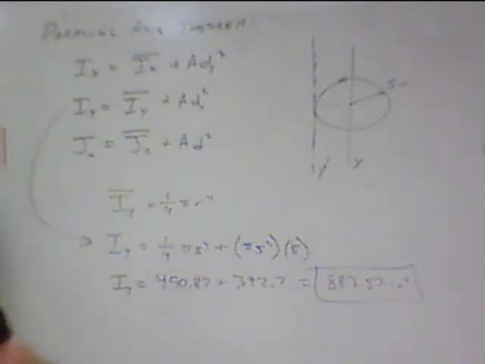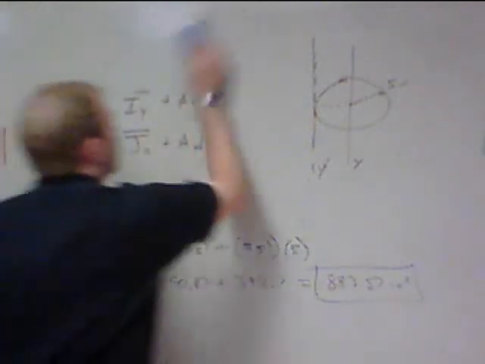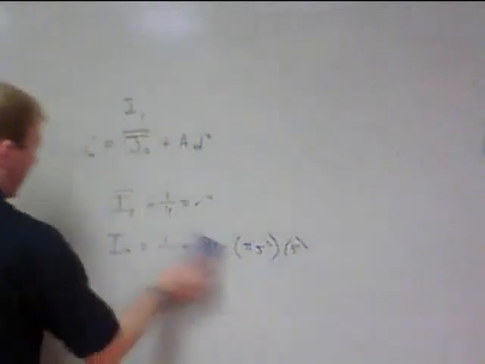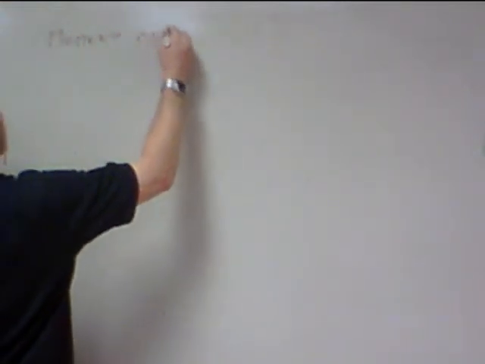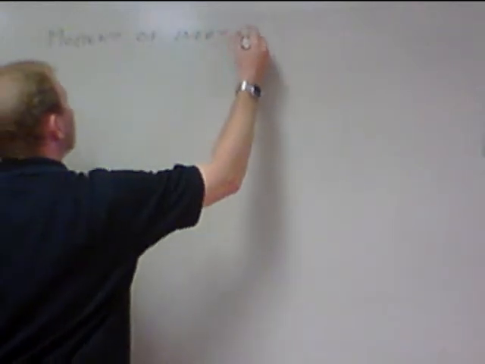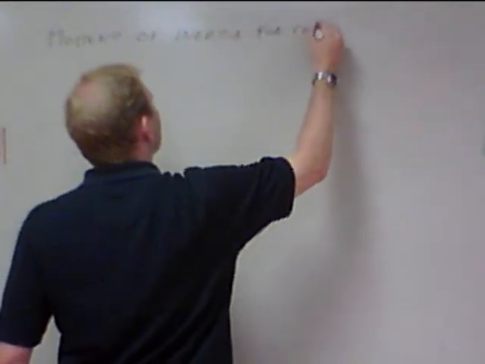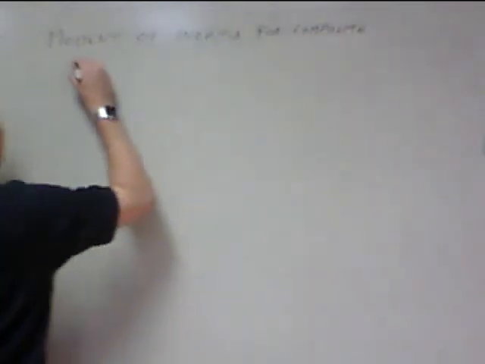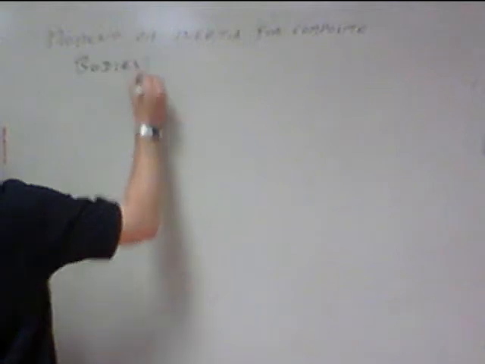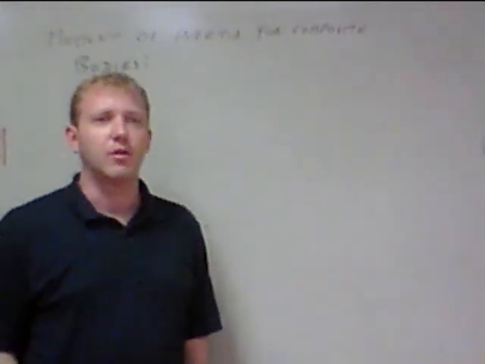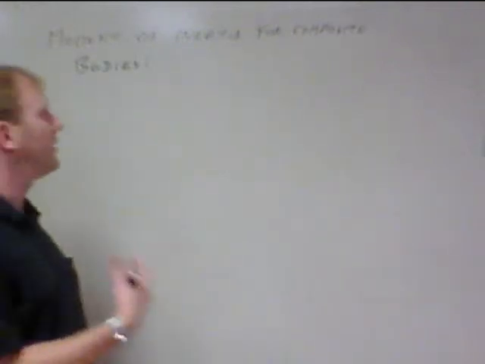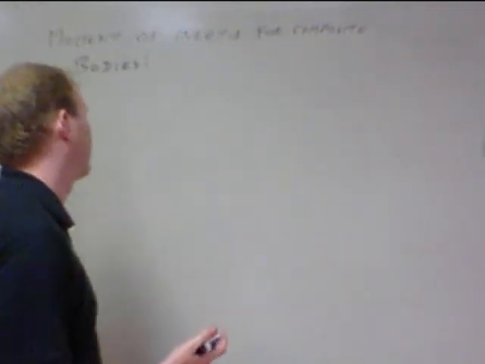Okay, the last thing we need to talk about is the same thing as we wrapped up last week, and that is composite bodies. Okay, this is very similar to what we did with centroid. In fact, it's even easier, because we don't have to do any sort of weird particle addition at the end. It's literally just adding up the moments of inertia of each of the individual pieces.